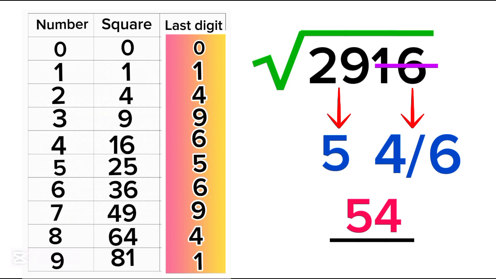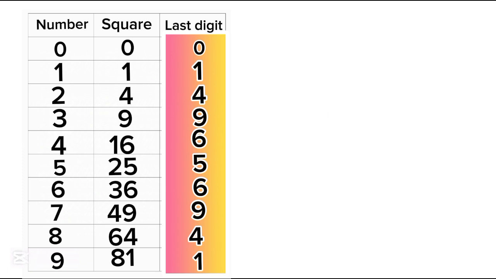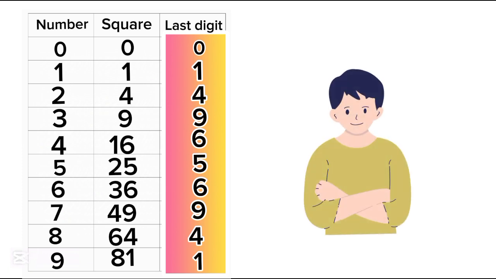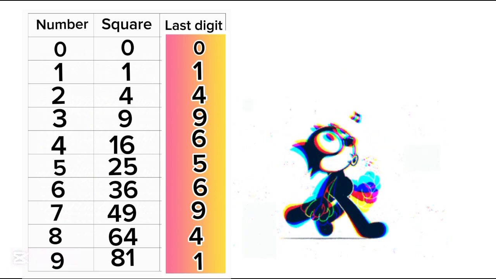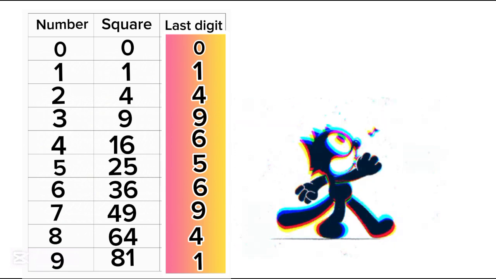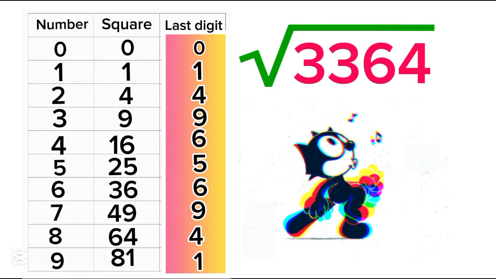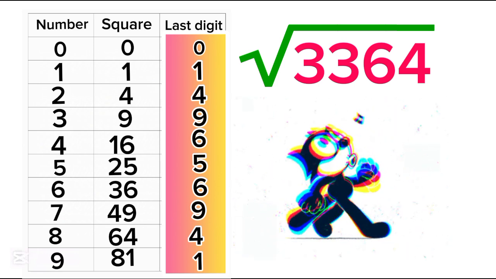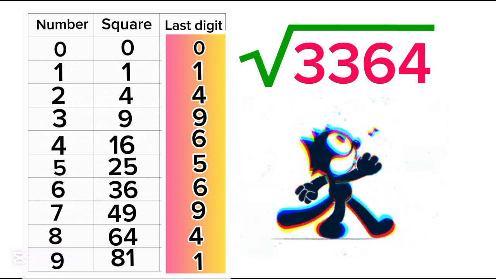Pretty cool, right? And just like that, you've learned how to find square roots quickly. Now, can you tell me in 5 seconds what the square root of 3364 is? I'm sure you'll be able to do it in no time after practicing this trick.